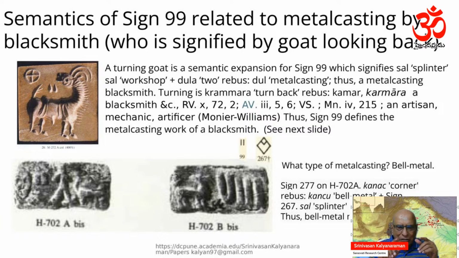The next slide shows a rhombus sign signifying the arrow, with a corner, together with the splinter, sign 99. What type of metal casting? Well metal casting. Panchu, corner. Panchu, well metal. Sal, splinter, thus well metal casting.